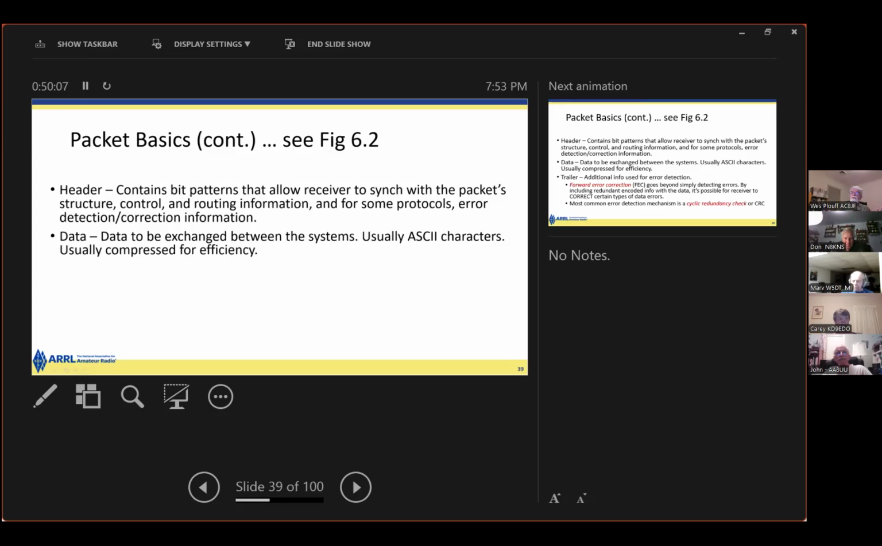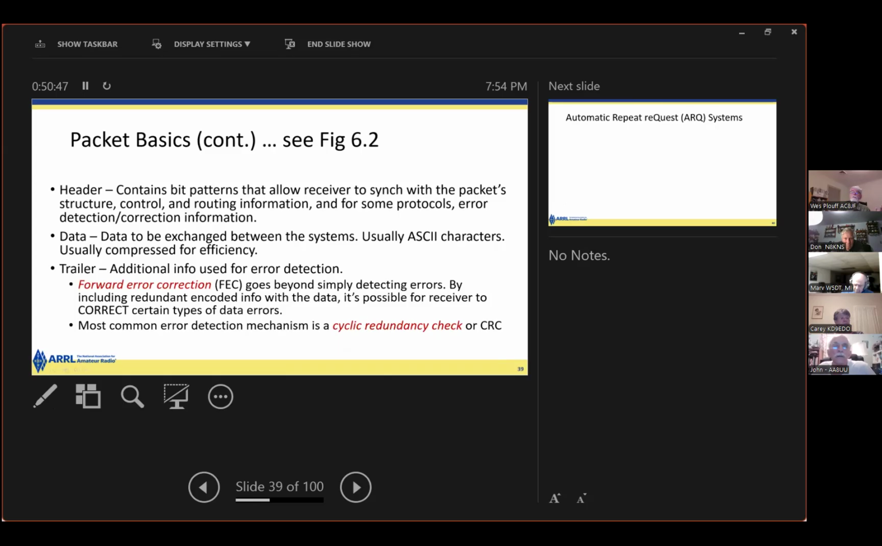So the data is usually ASCII characters. In some protocols it's compressed, the same way that you would use, say, zip to compress your files. The idea is that ordinary text doesn't make very efficient use of bits. There are a lot of bits that are kind of redundant or not used. And so when you compress data and uncompress it at the other end, you can send a longer message in the same amount of time.